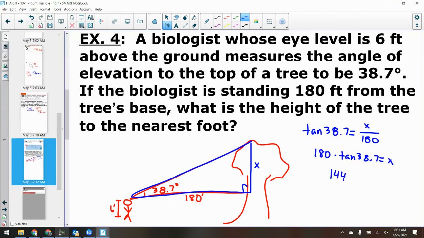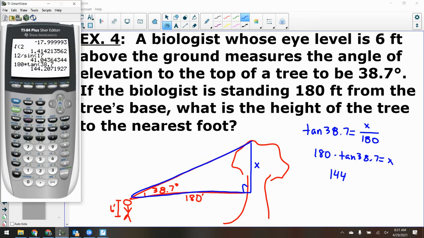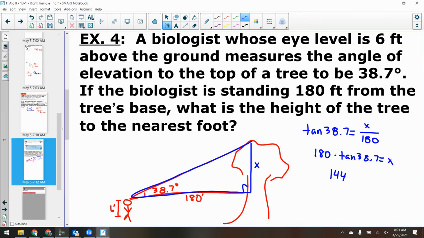to the nearest foot, 144 feet. But wait, there's more. Why is there more? The height of Mr. Wolf, right? The joking 6 feet, right? I have to add that back on. So 150 feet.